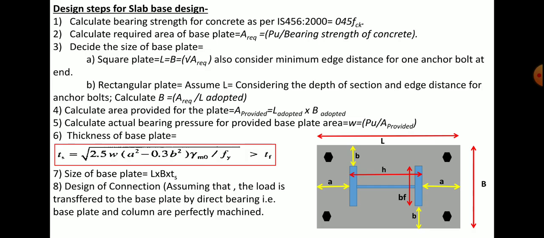So the next steps, design steps for slab base design. As we have seen, your steel section is connected with the base plate, and your base plate is connected with your bottom side concrete block. Correct. So the pressure from the concrete block is to be calculated initially, and that is called the first design step, that is, calculate bearing strength of concrete as per IS 456. This particular code is adapted for RCC detailing or RCC design, and according to that, the value is 0.45 fck. It is not 45 fck, it is 0.45 fck. So bearing pressure is calculated as 0.45 fck.